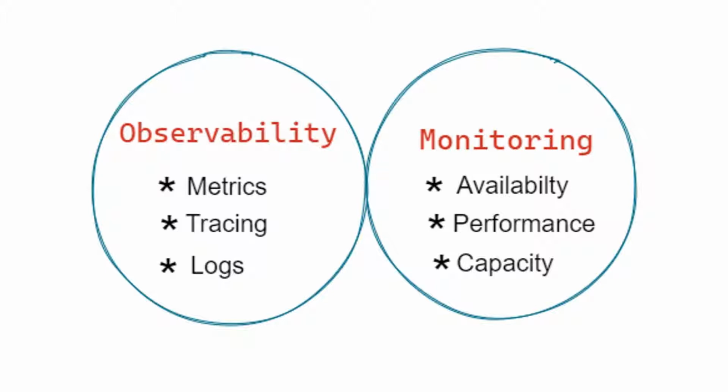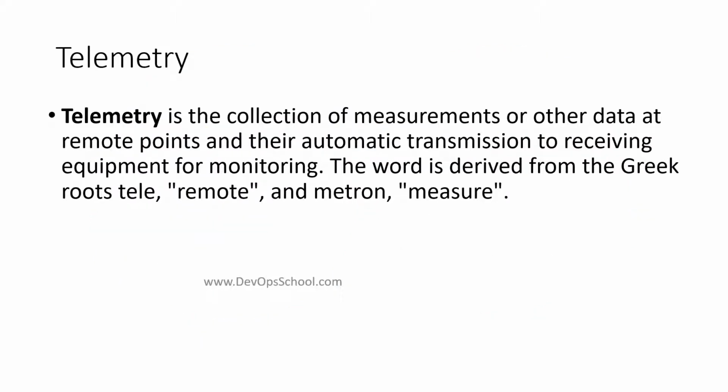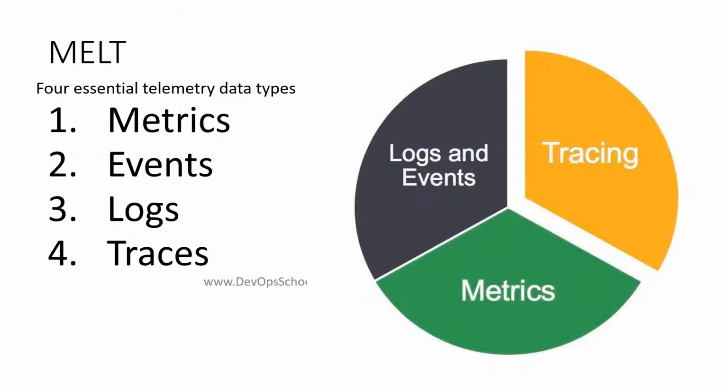So observability focuses on metrics, traces, and logs. Monitoring focuses on availability, performance, and capacity planning. So now the question is, we understand we need to work with observability. Monitoring is not anymore the work which we do. We basically set up observability. Now the question is, how do we set it up? Let's say tomorrow your project management wants to set up observability, then what are the things you are going to do?